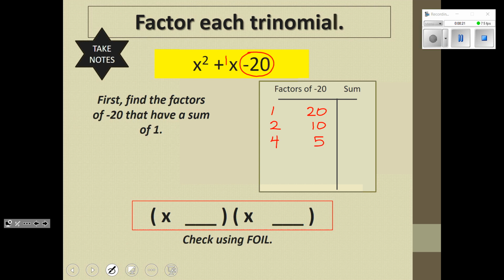Now in front of this B term we have a positive 1. So we want the numbers to add to get a positive 1. Well, 4 and 5 are 1 apart. I want it to be a positive 1, so if the 5 is positive and the 4 is negative, those add together to get the positive 1 for our B term, and they multiply to get the negative 20 for our C term. So this time when we write our binomials, we have x minus 4 and x plus 5.